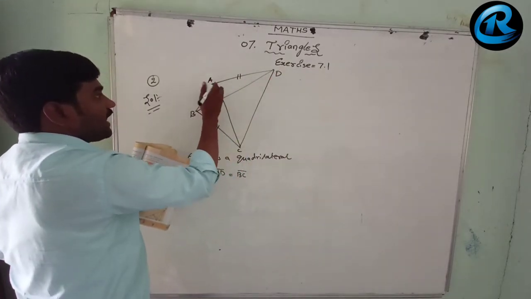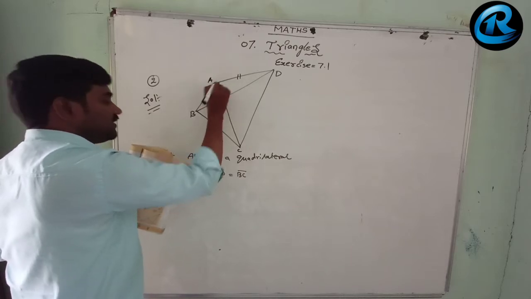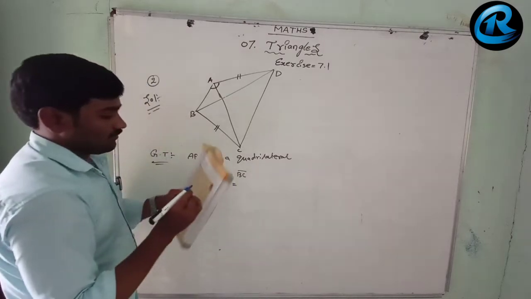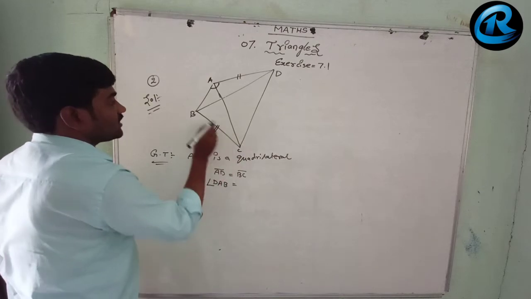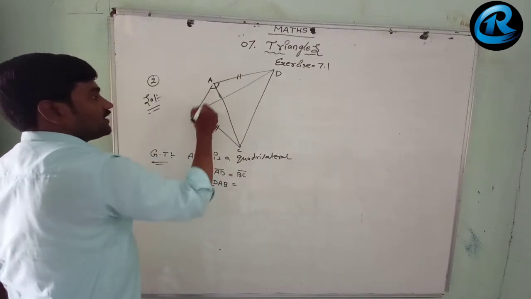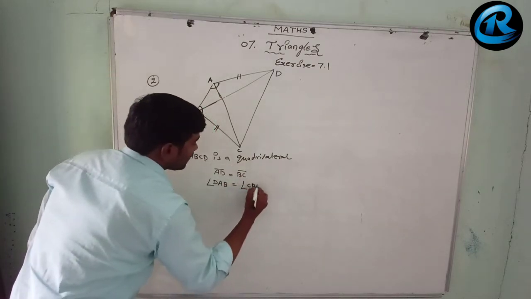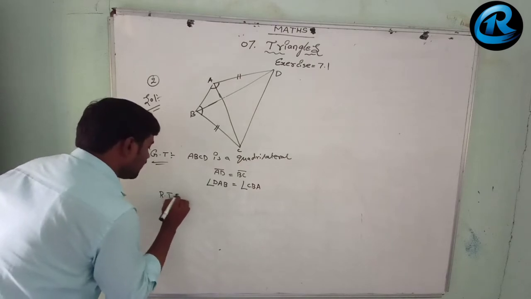This complete angle DAB is equal to the angle CBA, C to B, B to A, this complete angle CBA. Both are equal. Then RTP, required to prove.